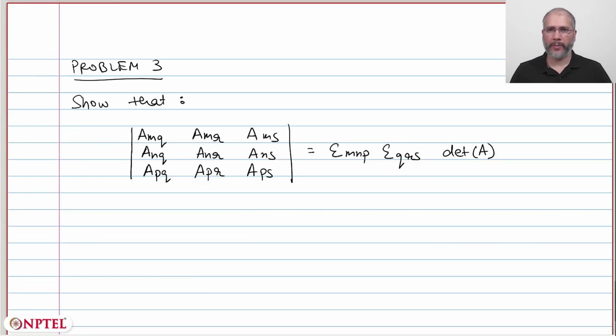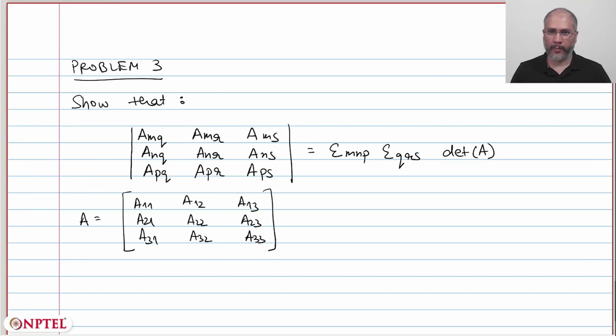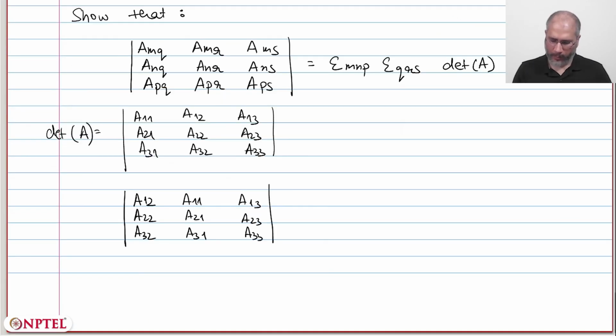So in problem 3, we have to show that this determinant is equal to epsilon mnp epsilon qrs determinant of A. Now A is a matrix and its determinant is simply given as this. Now the idea we want to use here is that if I swap the first and the second columns of A, let us see what happens. We know and we have shown that if we swap any two columns or rows, the sign of the determinant changes. So this becomes equal to minus determinant of A.